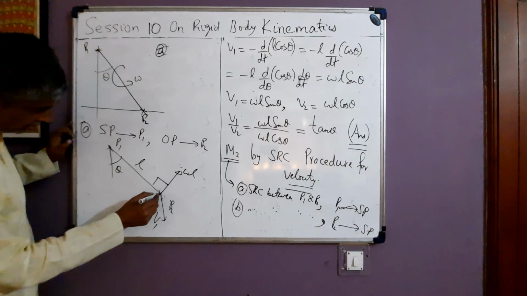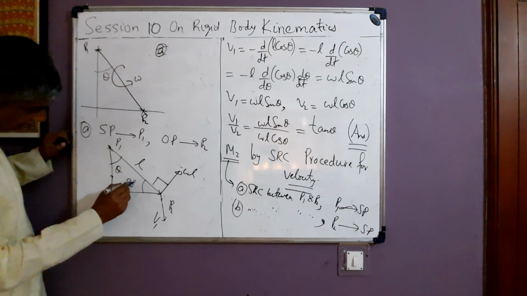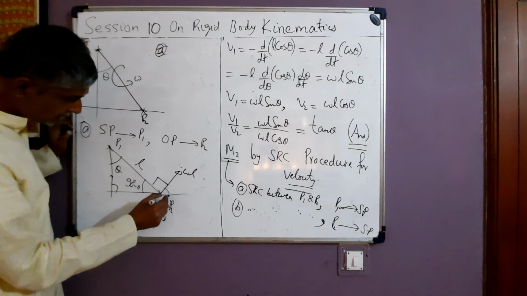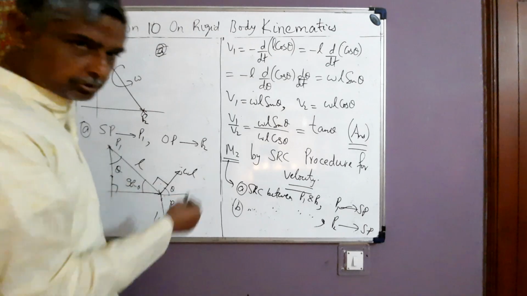Now see one thing. This is a right angle, this is theta. This is 90 degrees minus theta. This is 90, so this becomes theta by geometry.